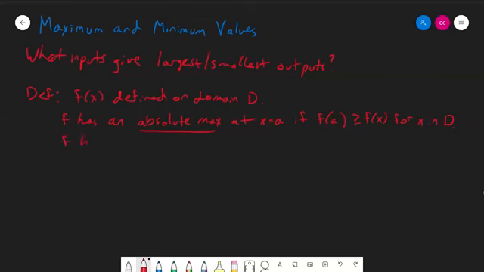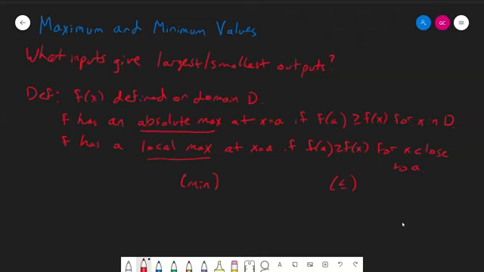And then we'll say that f has a local maximum at x equals a if f of a is higher than all other outputs for x values that are close to a. And of course, you can change the word maximum to minimum if you change the greater than signs to less than or equal signs.